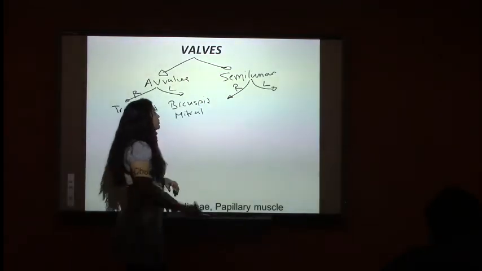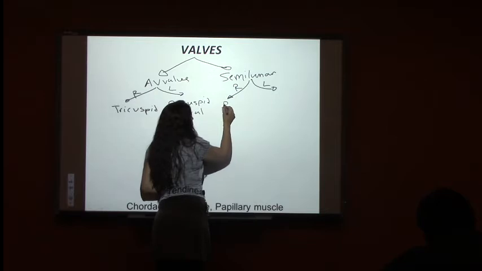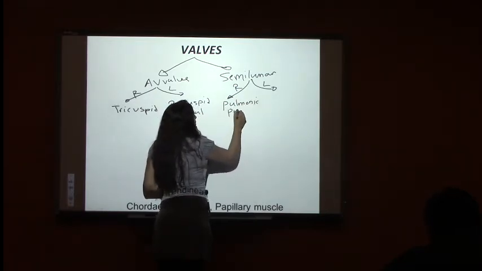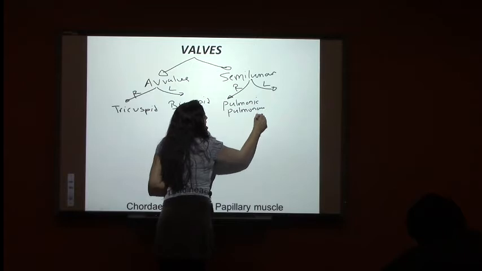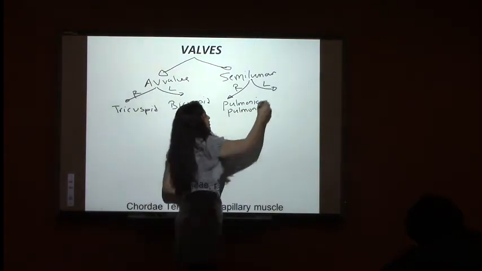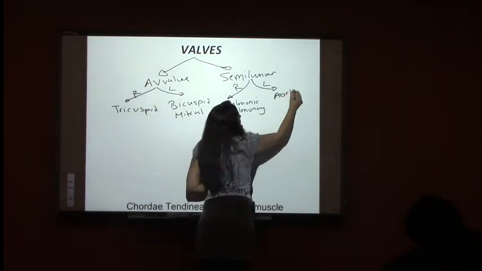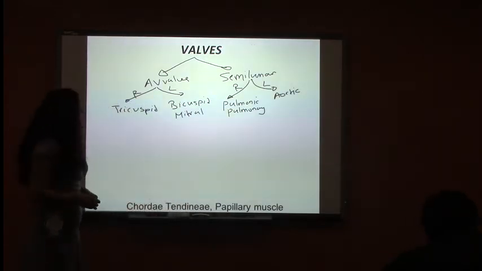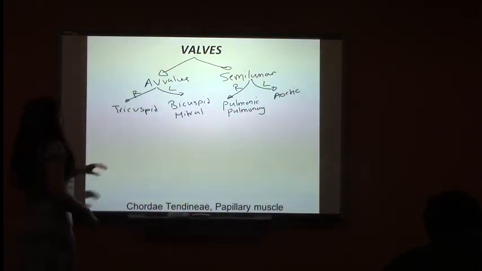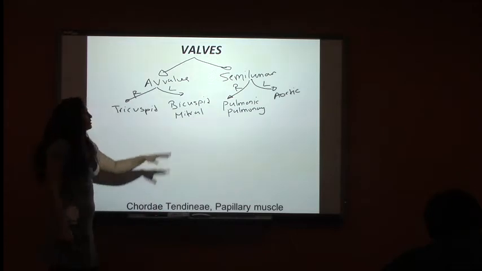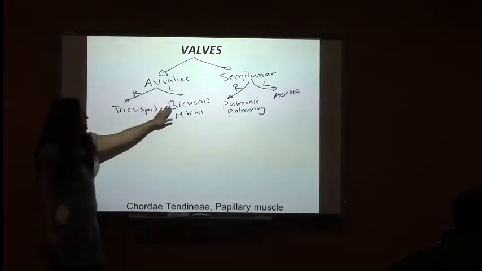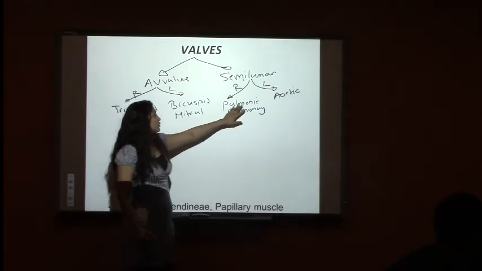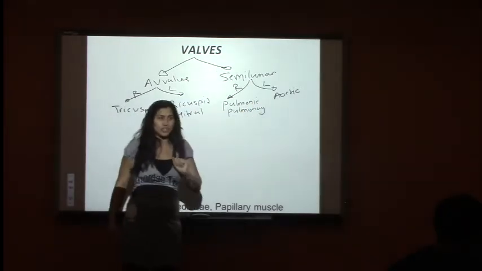The semi-lunar, the right one is called the pulmonic or the pulmonary. And the left one is called aortic. Aortic valve. Okay? So it's called pulmonic or pulmonary valve, that one's called aortic. Tricuspid valve or bicuspid or mitral, it's the same valve, just two different names. Pulmonic or pulmonary, or the aortic.